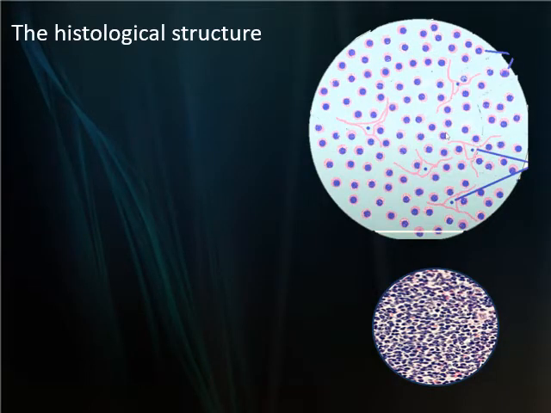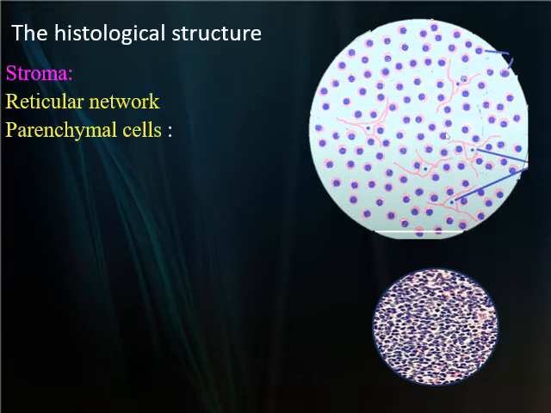Now we will study the histological structure of the lymphoid follicle. The lymphoid follicle is formed of stroma and parenchyma. Stroma means the backbone of the cells. The parenchyma is the cells which do the function of the lymphoid follicle.